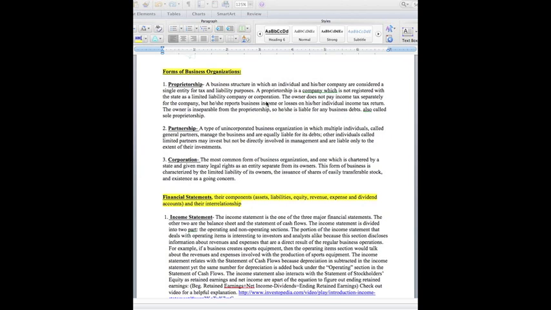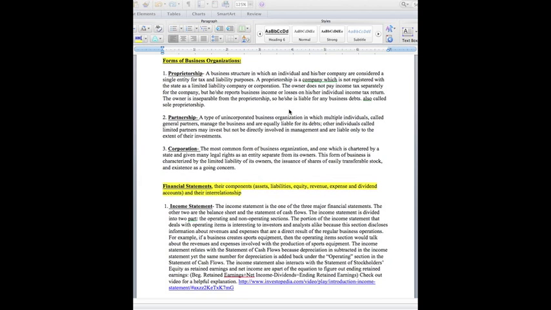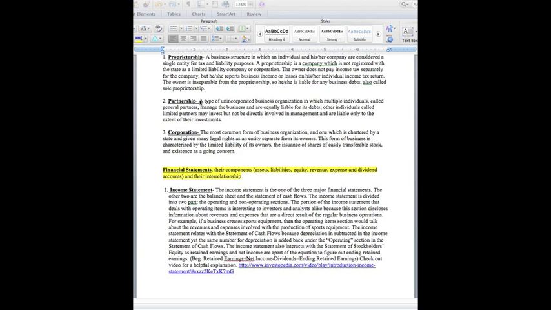A partnership is just add one more. Usually it's multiple individuals, two or more. Usually they call them general partners, but with a proprietorship, it's usually a single person in charge. With a partnership, it's two or more, and the general partners are all equally liable for their debts. That's the best way to really understand that.